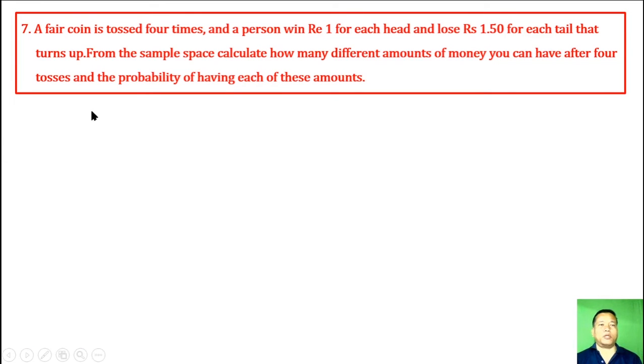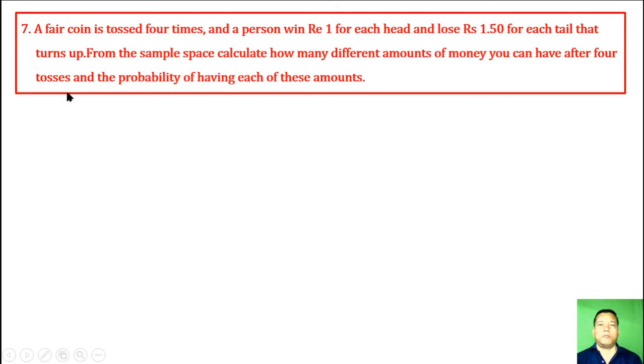Number 7. A fair coin is tossed 4 times. A person wins rupees 1 for a head and loses rupees 1.5 for a tail that turns up. From the sample space, calculate how many different amounts of money you can have after 4 tosses.